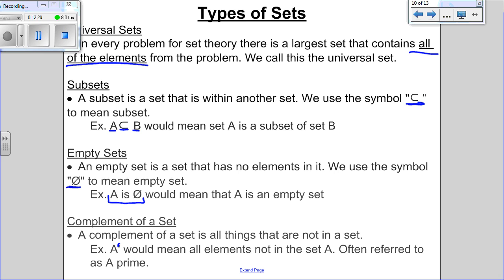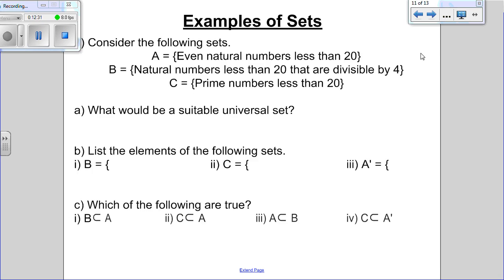So we have an example. They've given us 3 sets. Set A is even natural numbers less than 20. Set B is natural numbers less than 20 that are all divisible by 4. And then C is the set of prime numbers that are less than 20.